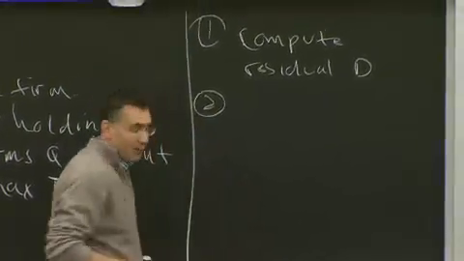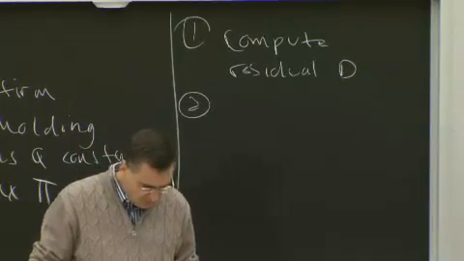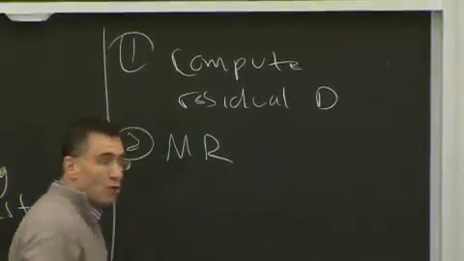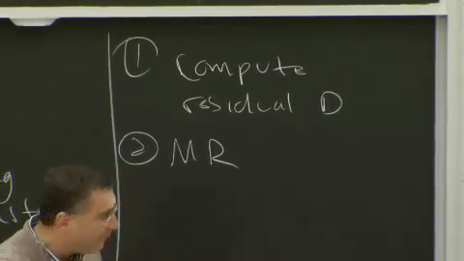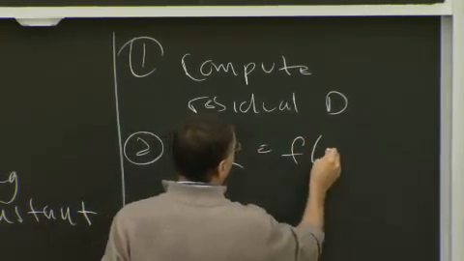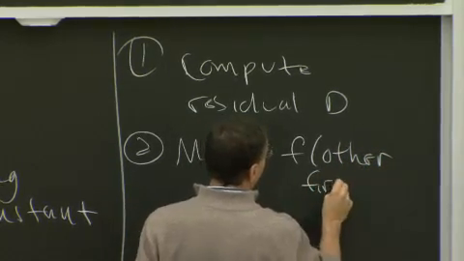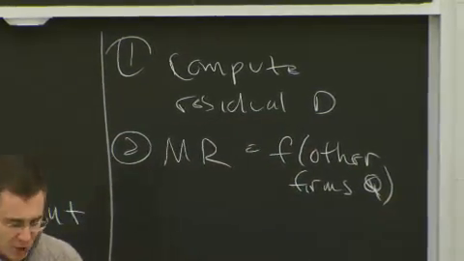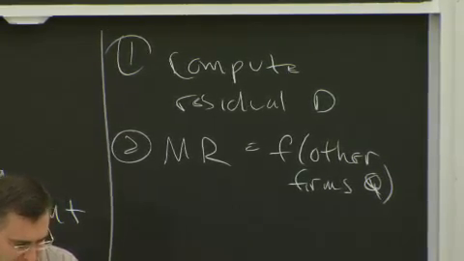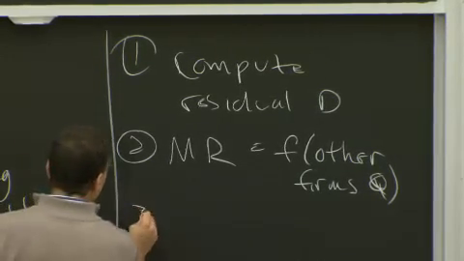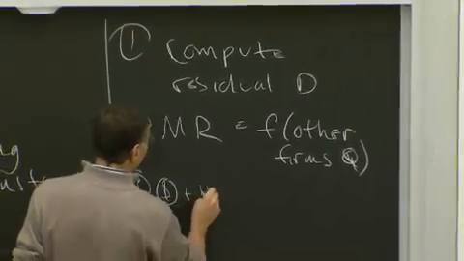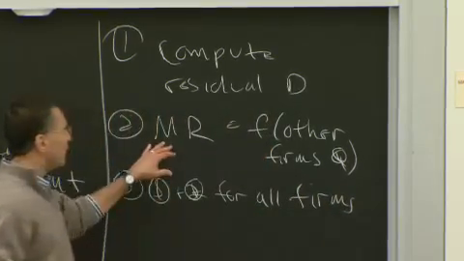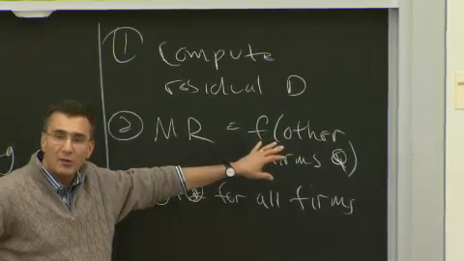Then, having computed your residual demand, you develop a marginal revenue function. You calculate your marginal revenue, which will be a function of other firms' quantities. So your residual demand will lead you to calculate a marginal revenue function that is a function of other firms' quantities. Okay? You then do steps 1 and 2 for all firms. So for each firm, you end up with a marginal revenue function. It's a function of all of the firms' quantities.